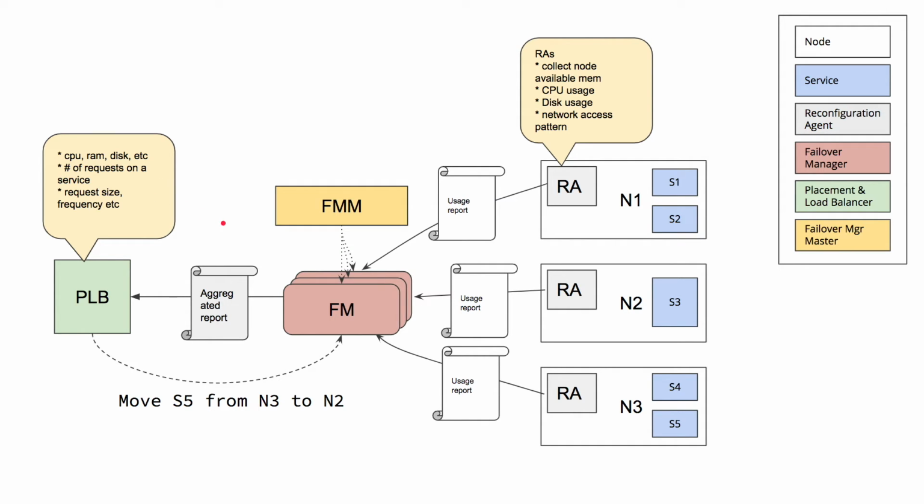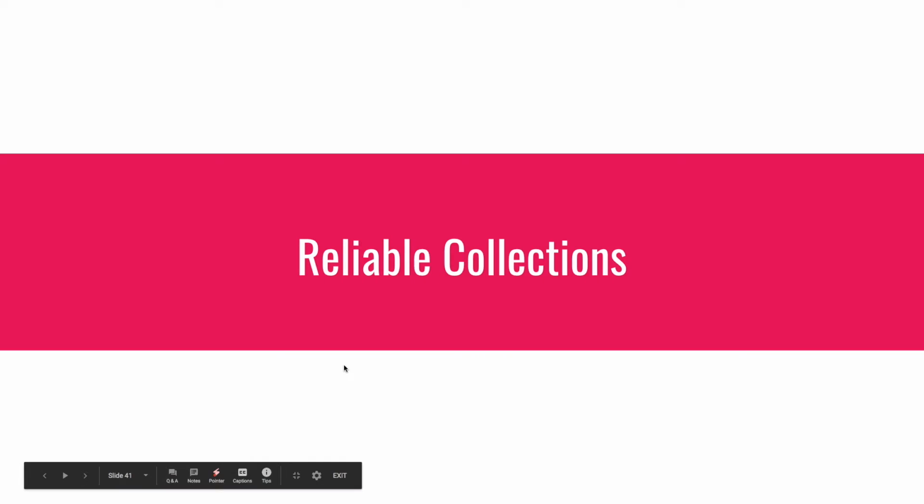And finally, the failover managers themselves might fail. To mitigate that, a failover manager master is elected to handle failures in the group using the exact same logic as the failover managers themselves use for managing the microservices. If the master dies, a new master is elected and it reconstructs its state by querying the ring. Finally, the top layer of Service Fabric is called the reliable collections.